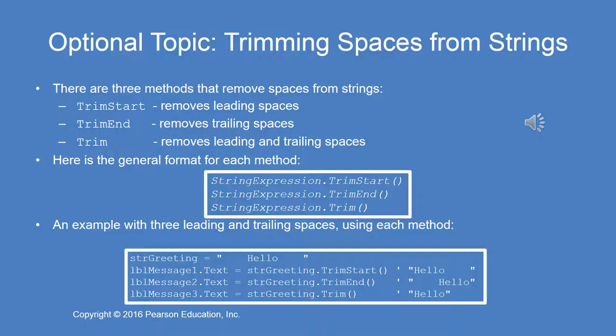So if we pass string greeting dot TrimStart, we'll have H-E-L-L-O and then three spaces. If we use TrimEnd, we'll have three spaces, then capital H-E-L-L-O, say that 20 times quickly. And then if we use Trim, we'll eliminate the leading and the trailing spaces.